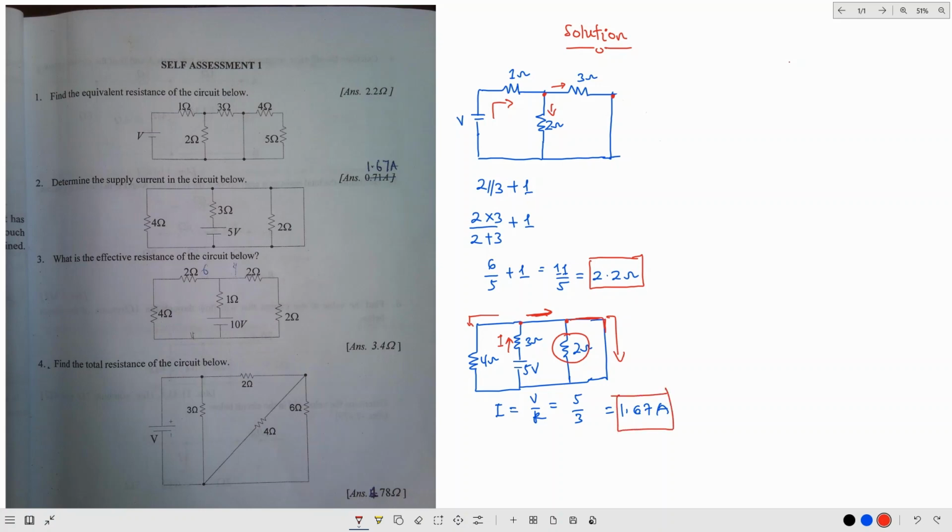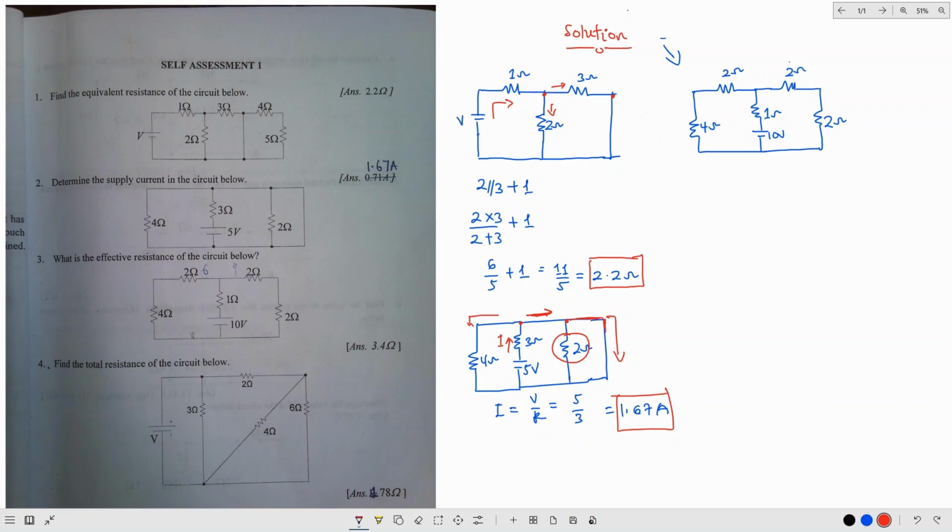Okay, so now let's look at the next question. The next question says, what is the effective resistance of the circuit below? So I have the circuit here. Let's find the effective resistance.